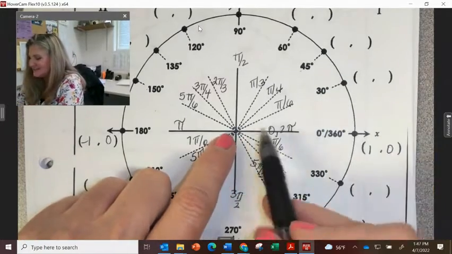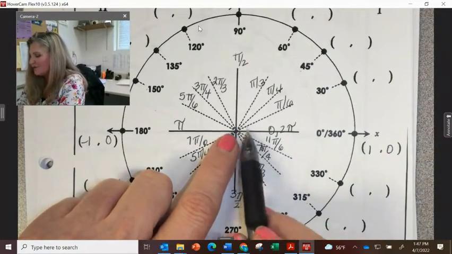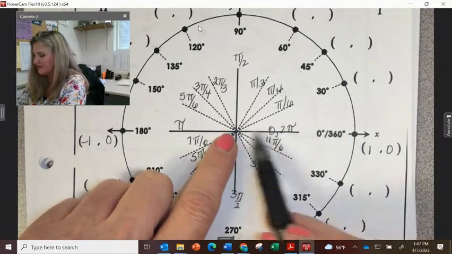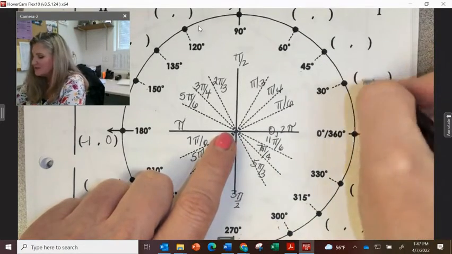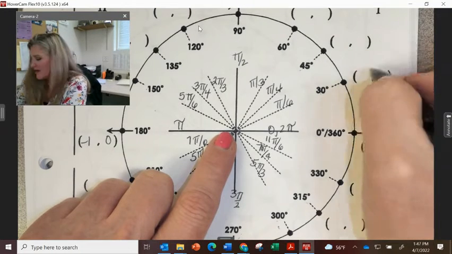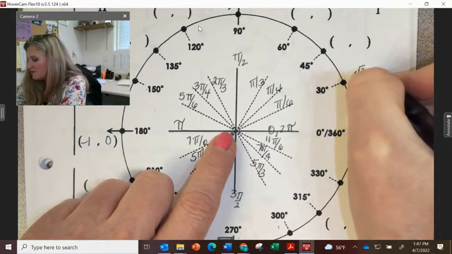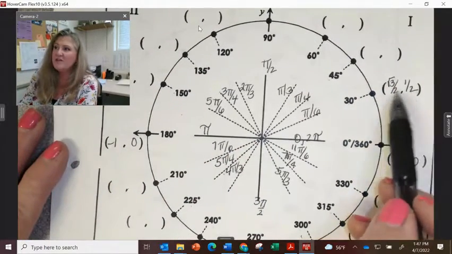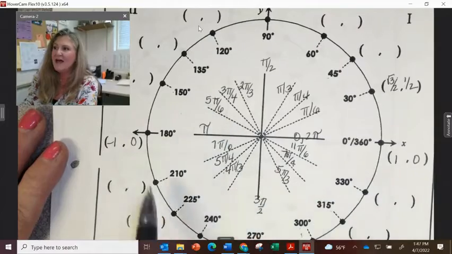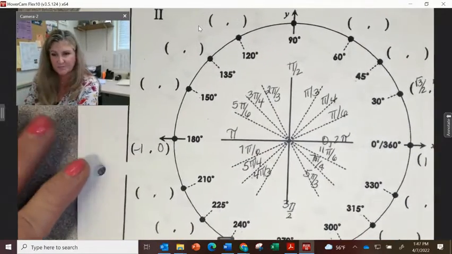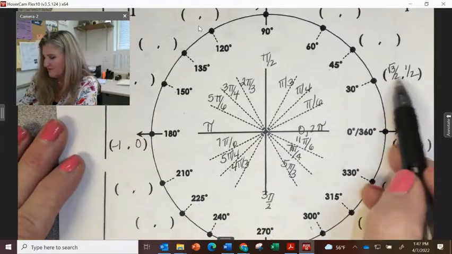30 degrees. Can you remember, are we longer in the x direction or the y direction for the 30 degrees? X. So which number is larger, radical 3 over 2 or 1/2? Radical 3 over 2. This has to be radical 3 over 2, 1/2. Guys, if you know this point, go ahead and fill in everything that has a 30-degree reference. We found this one.